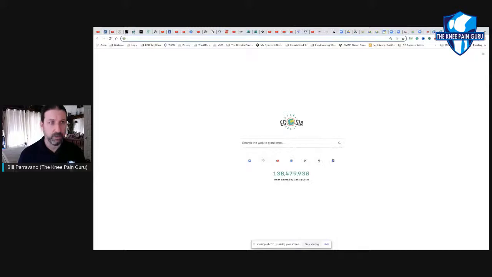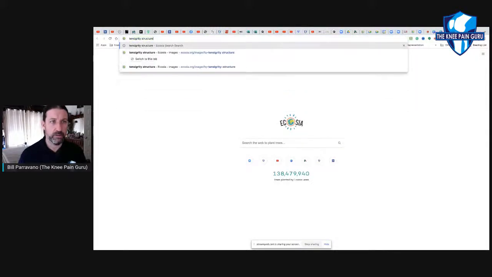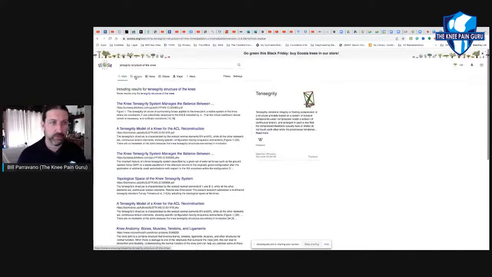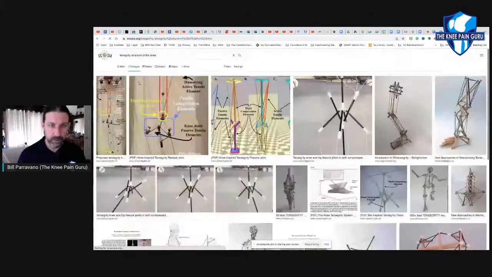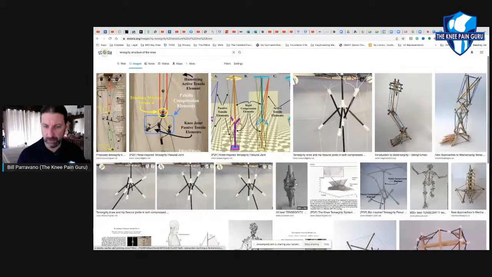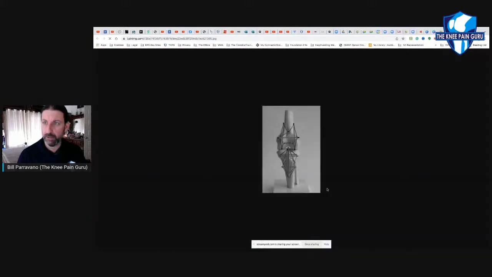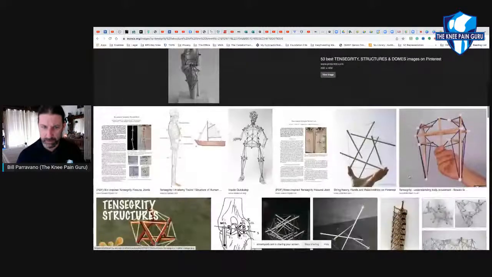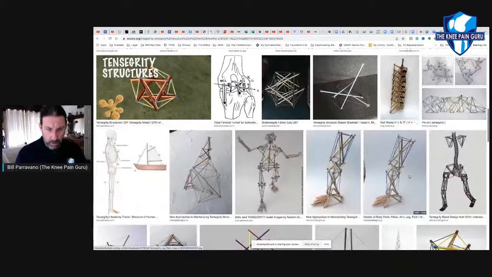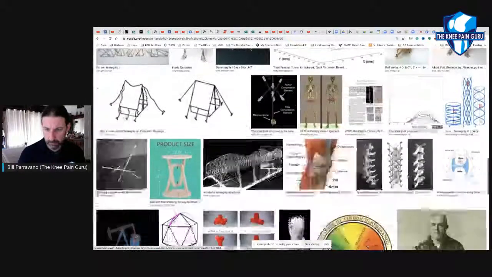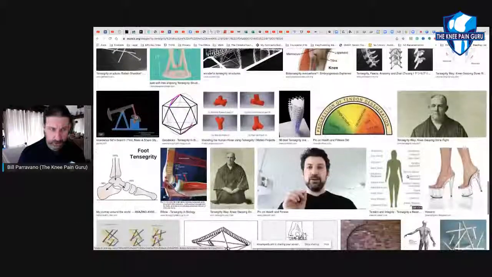Let's do the tensegrity structure of the knee. You're going to find this pretty cool, because as we look at, this is awesome right here. View the image. It's not the biggest image. Let me see if I can find another one here. Tensegrity structure of the knee.